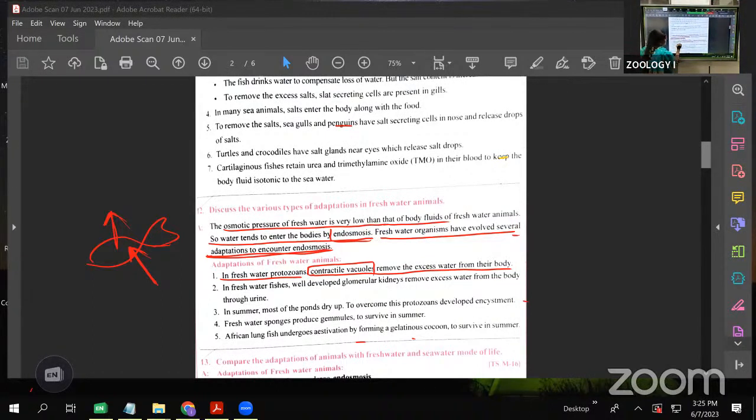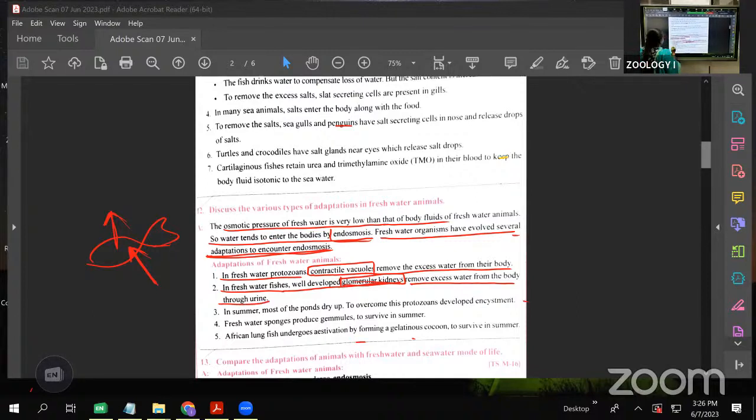In freshwater fishes, there are well-developed glomerular kidneys. Before, in seawater, they had aglomerulus kidneys for the loss of water. But here they want to eliminate water, so glomerular kidneys are present. In seawater adaptations, aglomerulus kidneys are present, but in freshwater adaptations glomerulus kidneys are present to remove the excess water. The excess water inside is eliminated by the glomerulus kidneys through urine.